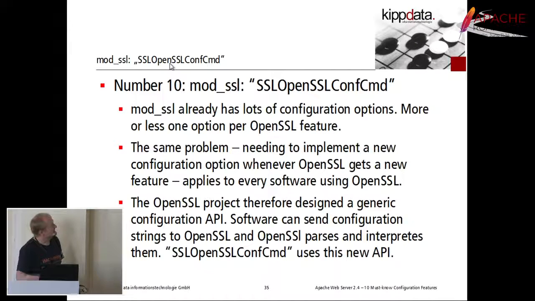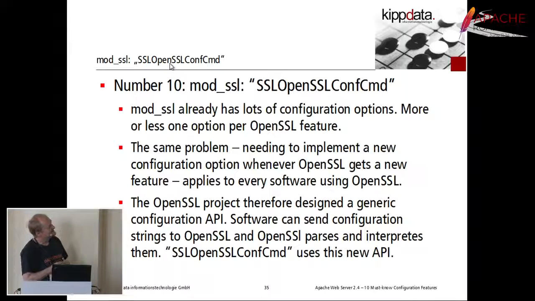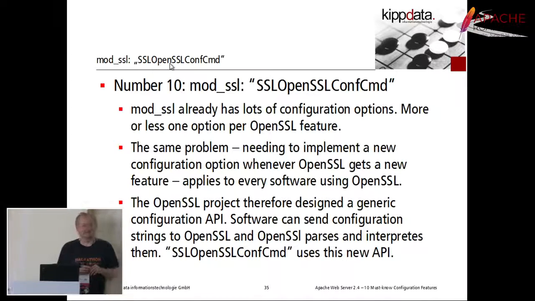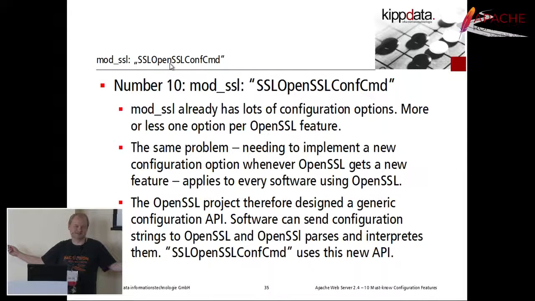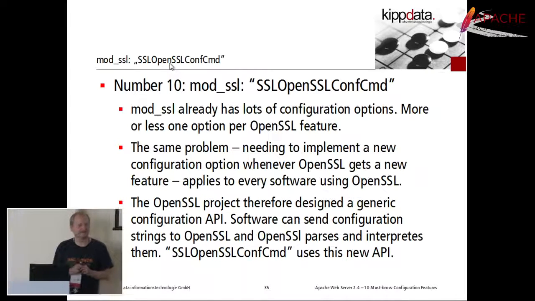Okay. Number 10, it's also a funny thing that I learned when someone committed it. SSL OpenSSL conf command, that's probably the most weird directive name that was created for Apache. The point is, the SSL TLS world has lots of options. And whenever OpenSSL or the TLS standards create new ways to influence what's happening, we need to create a new directive to wire that to our configuration file.